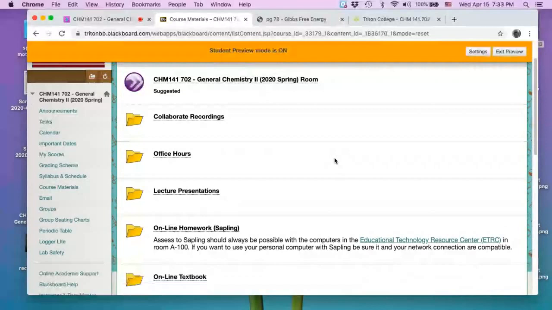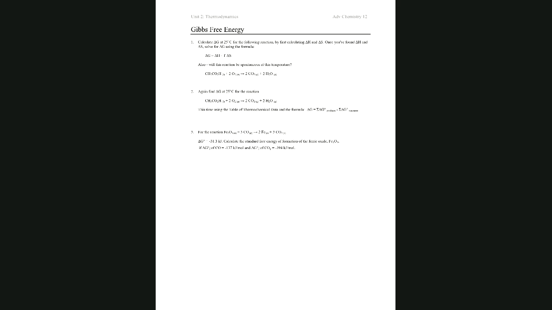I'm going to put it up in Collaborate. So I'll stop sharing my screen, and I'll show you the worksheet for Gibbs Free Energy number 2. So it's going to look like that. Let's make it bigger again.